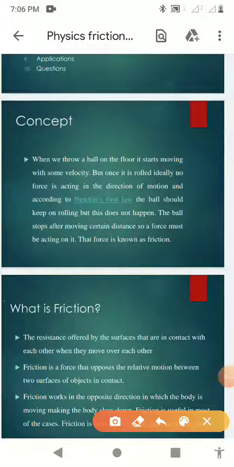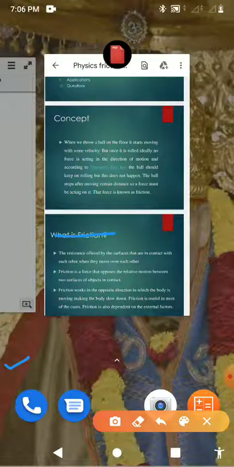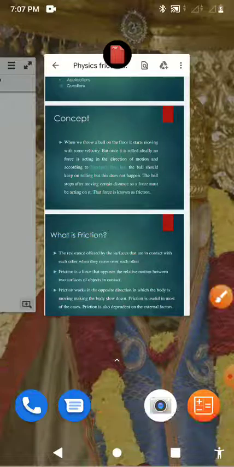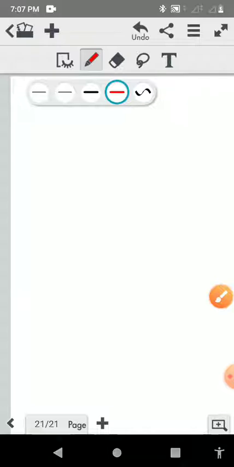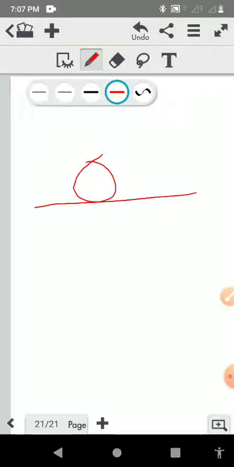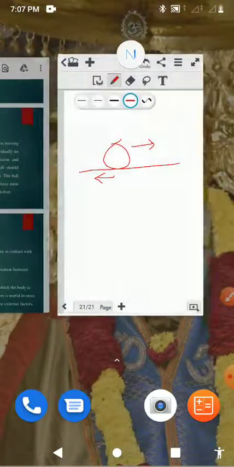Or we can say friction is a force that opposes the relative motion between two surfaces which are in contact with each other. I will give you one simple example. Let us say this is the surface, and a ball is rolling on the surface. If the motion of the ball is in this direction, then friction will act in the opposite direction. By nature it resists the motion, or opposes the movement, of this ball. This type of force is nothing but frictional force.